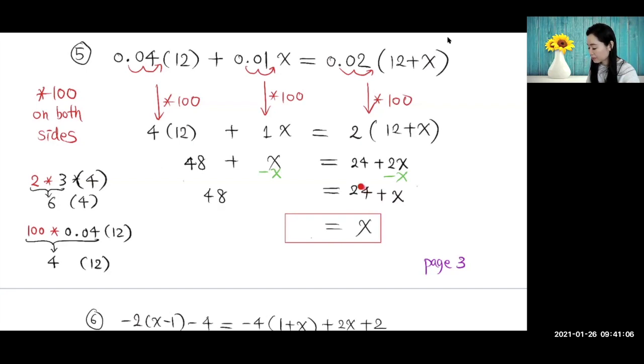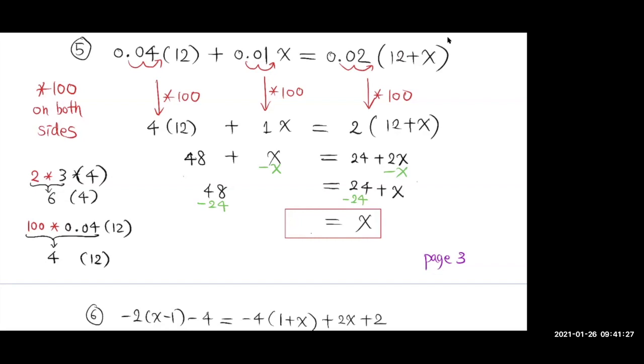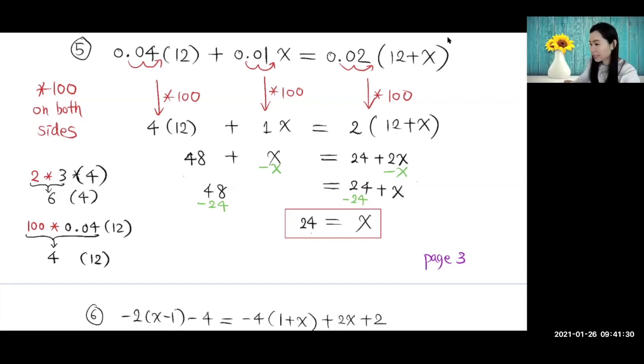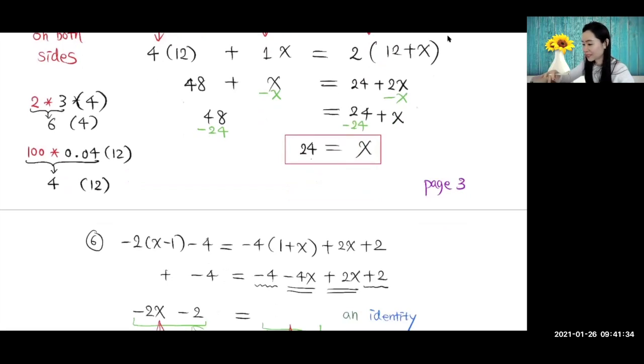So you get rid of this 24 here by subtracting 24 on both sides. So you will subtract 24 over here. So 48 subtract 24 is what? 24. 24, yes. So x equal to 24. Okay. All right. Question?